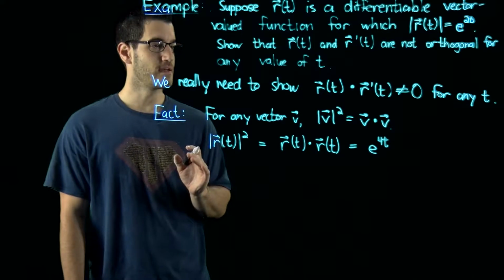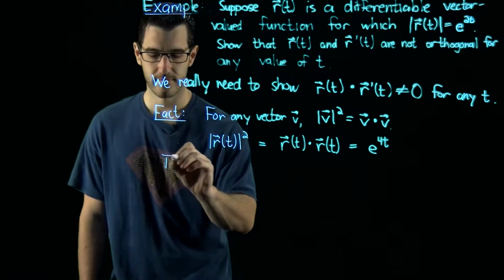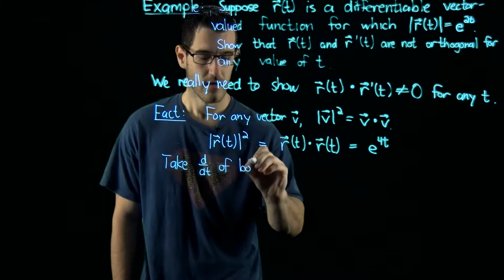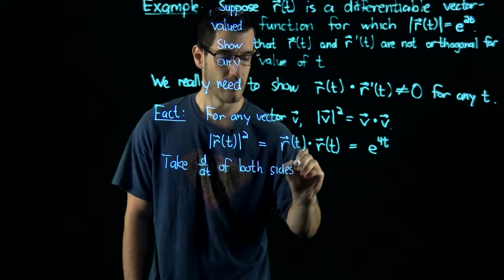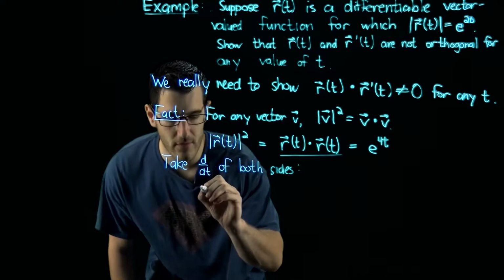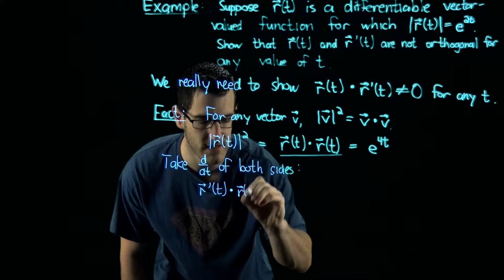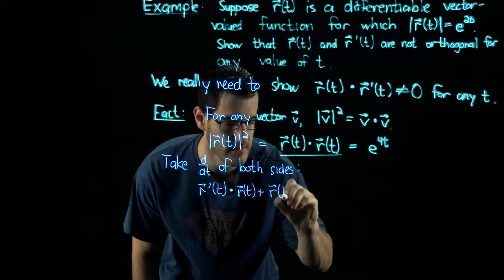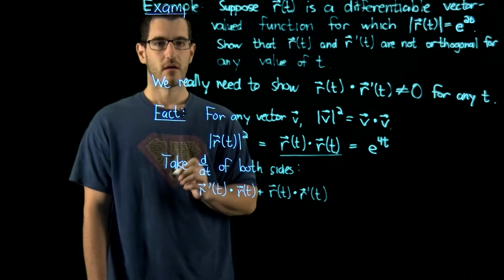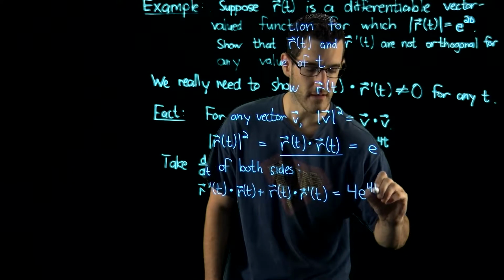OK, so now we have something that's much easier to work with. Now what we can do is take the derivative of both sides, and that's going to introduce our r prime of t. So we're going to take the derivative of both sides. On the left here, we're going to use our dot product rule to say, well, this is just r prime of t dot r of t plus r of t dot r prime of t. On the right-hand side here, we'll take a derivative and we'll just get 4 e to the 4t.